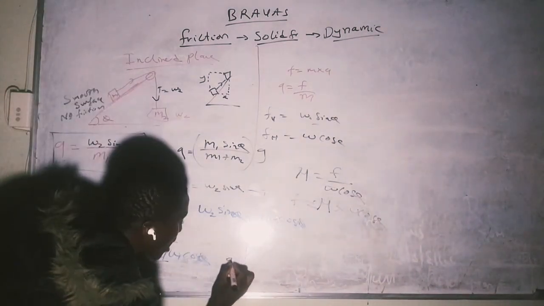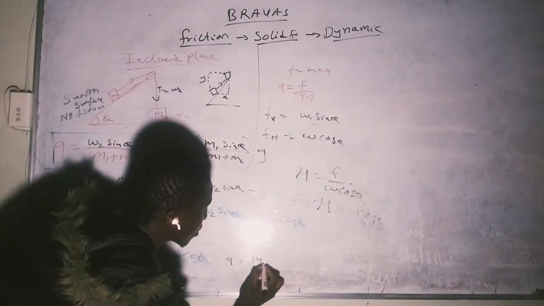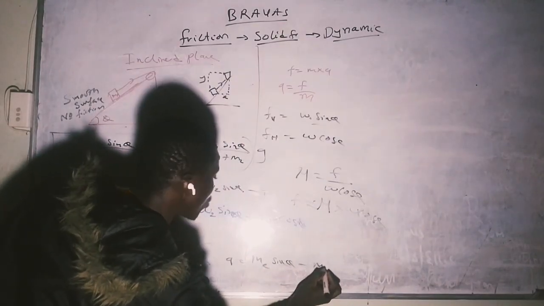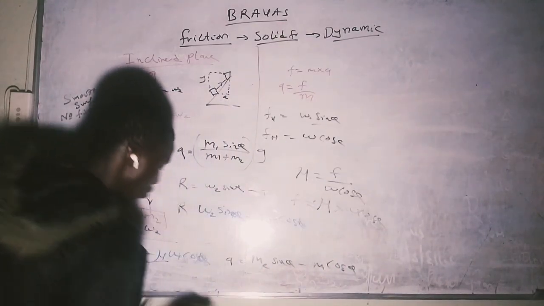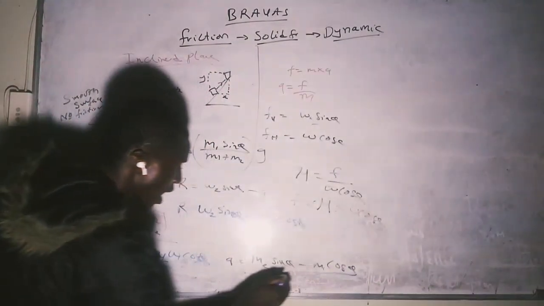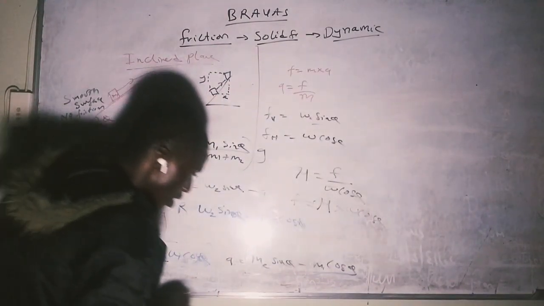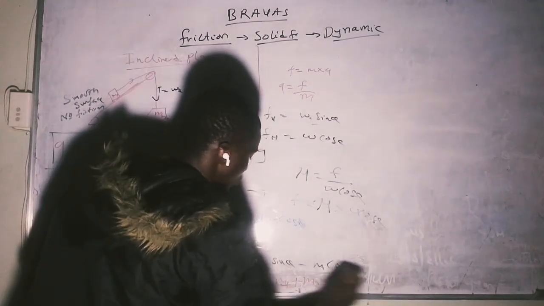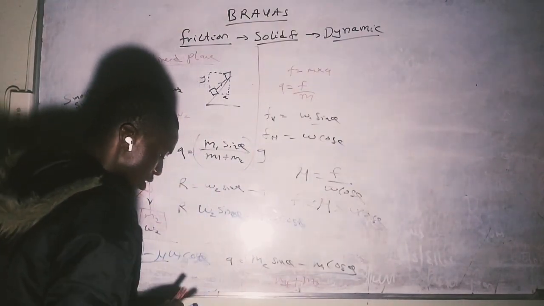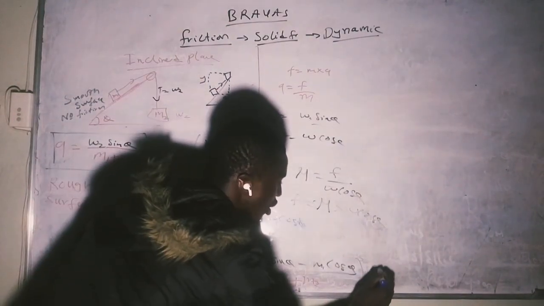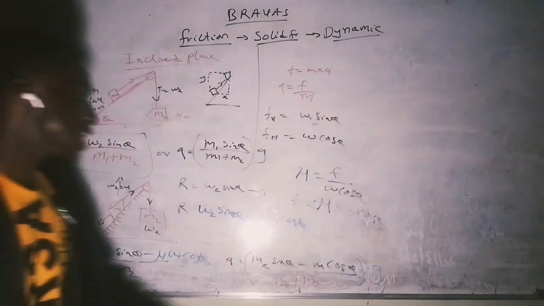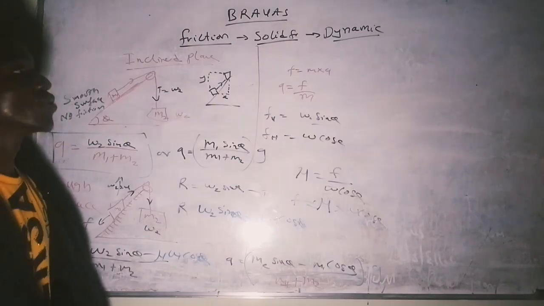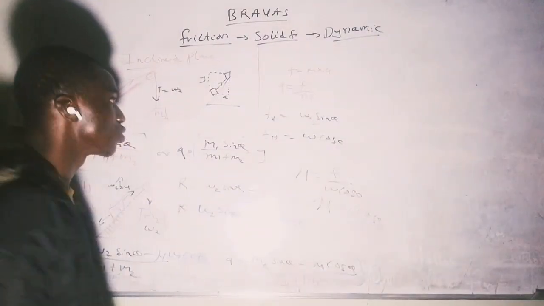You can also say our acceleration here is the same thing as M2 sin theta minus coefficient times M1 cos theta, everything over M1 plus M2, close bracket, times acceleration due to gravity. Because when you multiply g times all of them, they will still give you this. So they are still the same formula. So guys, we are done with dynamic solid friction. These are the formulas you're supposed to know in dynamic solid friction.